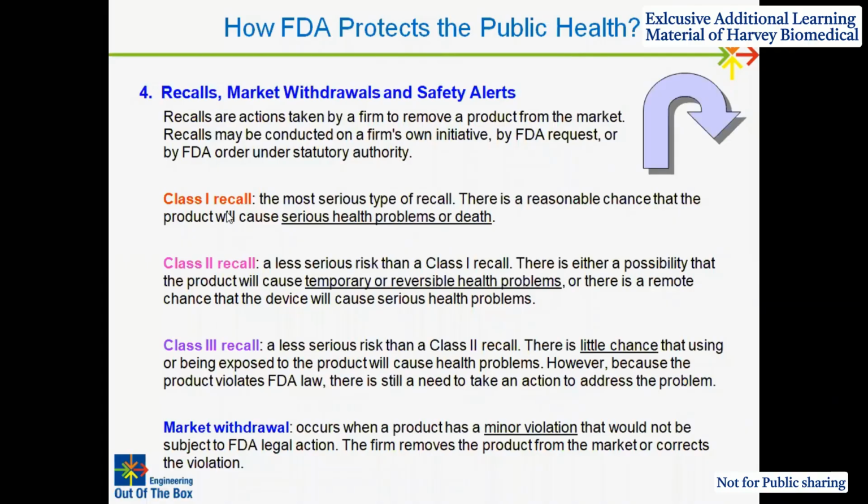If you see the class 1 recall, it is the most serious type: a reasonable chance of serious health problems or death. Whenever a class 1 recall happens, it is impacting the patient's health and can lead to death. A class 2 is a temporary or reversible health problem. It means after a certain time, it is going to impact the product's health issues. And a class 3 has very little chance that using or being exposed to the product will cause health problems. However, because the product violates FDA law, there is still a need to take action and address the problems.